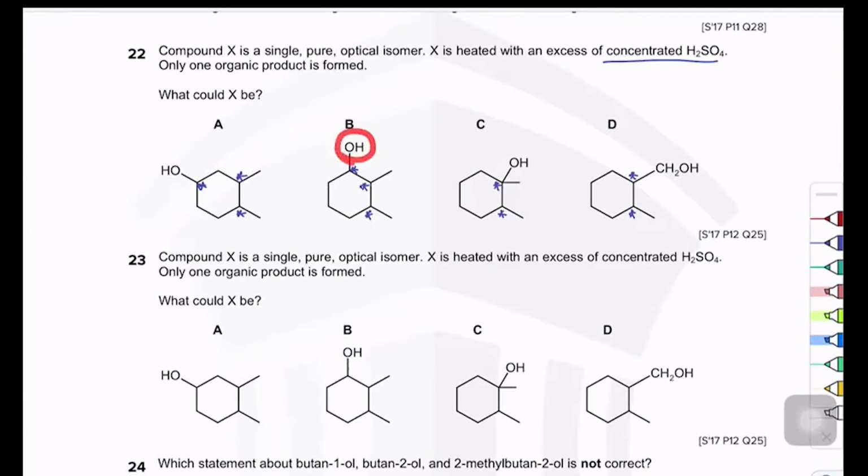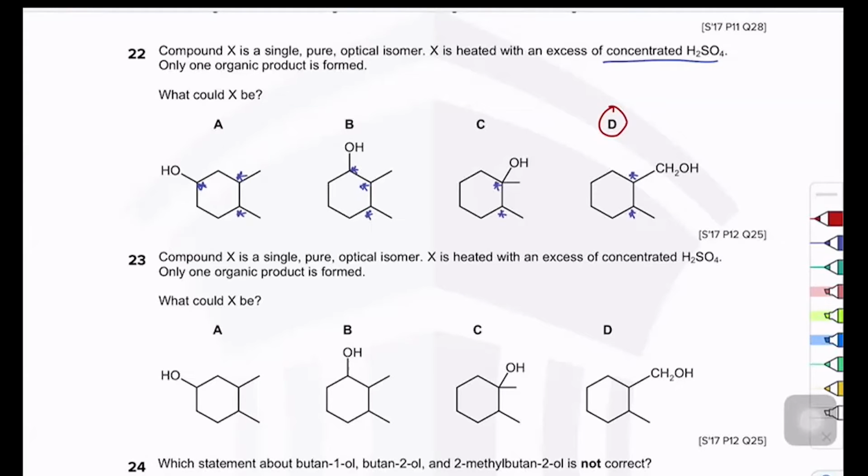In B, I can remove OH from here and hydrogen from this one. There is no option of removing hydrogen. No, wait a minute. There is an option. Hydrogen can also be removed from here. So that's it, two isomers can be made. In this one, I can remove OH from here and hydrogen from this one or this one. Again, I have multiple options. In this one, I'll have to remove OH from here, which means there's only one option of removing hydrogen, which is this carbon. So this is not going to give me any other isomers. So this is it. D is the answer. Do you understand this?